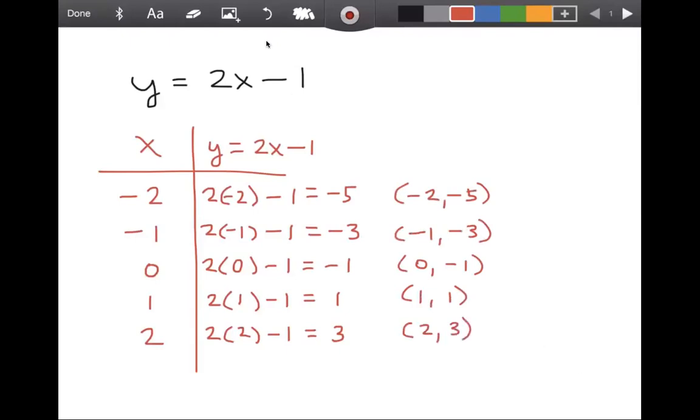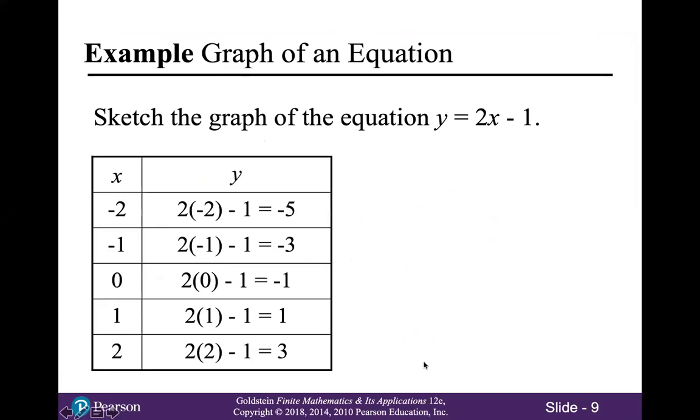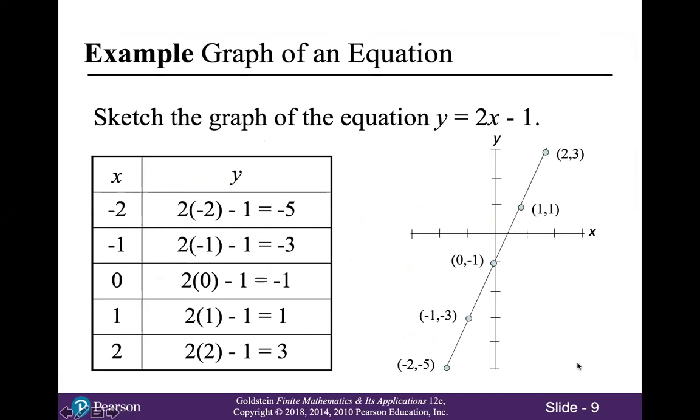And when I switch back to the PowerPoint, you will see. All right, so here's the table we just made, and then the graph looks like this. Notice that those points line up and form a straight line. All right, so this is the kind of graph we're going to be looking at a lot in this chapter.